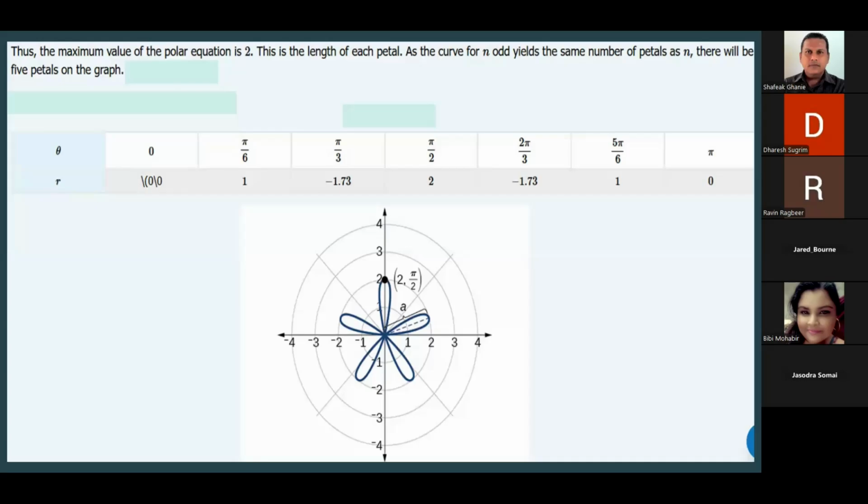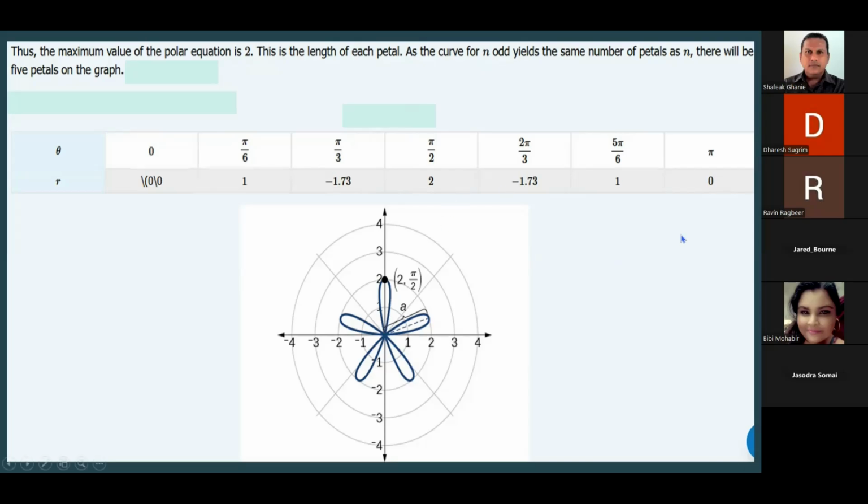When theta is equal to pi over 2, r is equal to 0. And the next one, theta is equal to 2 pi over 3, r is equal to negative 1.73. When theta is equal to 5 pi over 6, r is 1. And finally, when theta is equal to pi, r is equal to 0.